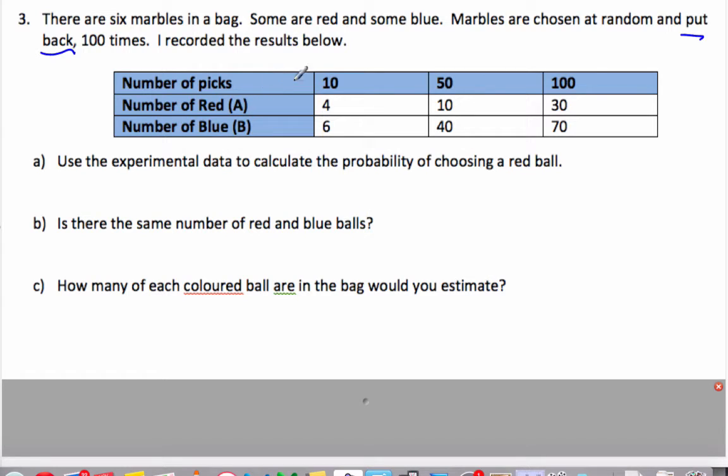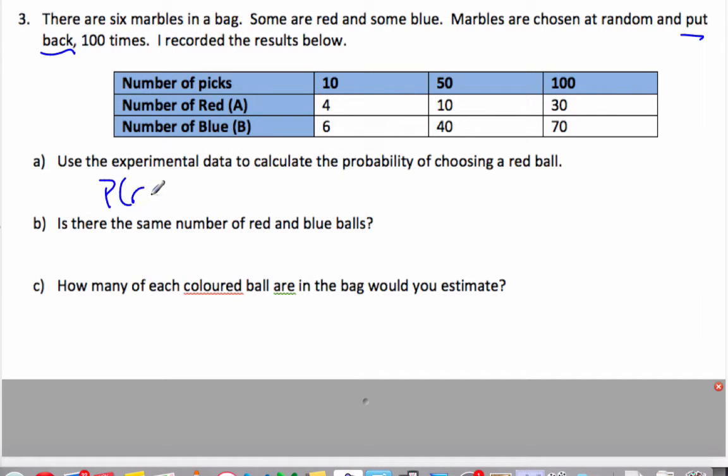After 10 picks, we had 4 reds and 6 blues. After 50 picks, we had 10 and 40. And after 100 picks, we had 30 reds and 70 blues. So use the experimental data to calculate the probability of choosing a red ball.